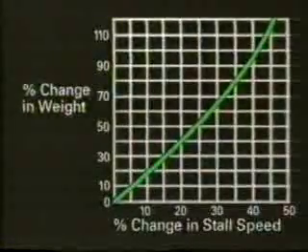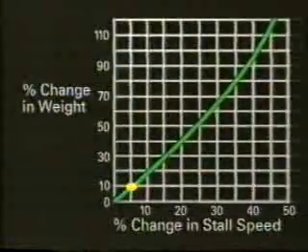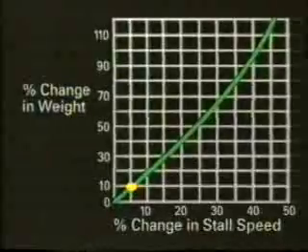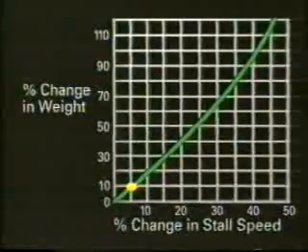This graph supports this relationship. For example, a 10% increase in weight results in a 5% increase in stall speed. A 100% increase in weight increases the stall speed by over 41%. This is exactly what happens in a 60-degree constant altitude turn, where the airplane's weight is doubled by the 2G load factor.